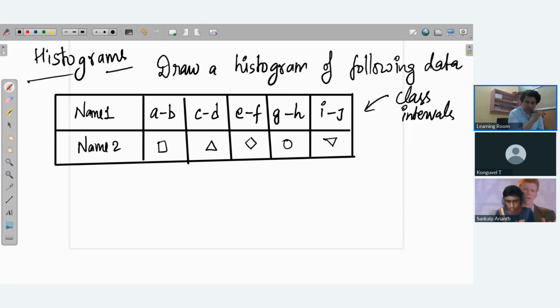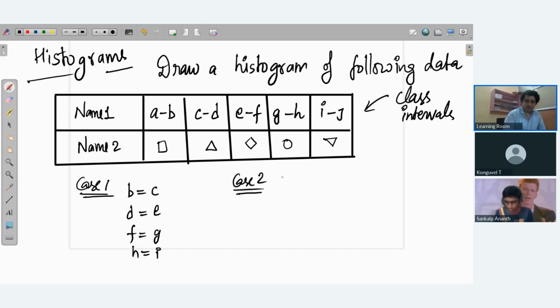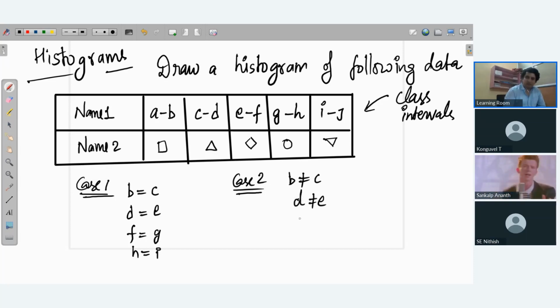So these will be some other numbers. The basic structure of a histogram question will look like this. The names will change, A, B, C, D, E, F, G, H, I, J, all of these will change, and the second row will change. Generally there are two cases. Case number one: B is equal to C, D is equal to E, F is equal to G, H is equal to I. This is the first case. And case two is when they are not the same: B is not the same as C, D is not the same as E, F is not the same as G, H is not the same as I.